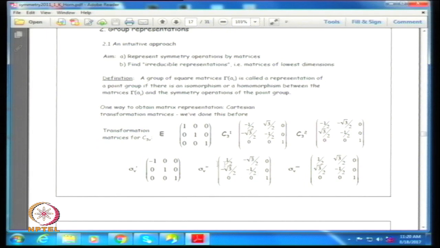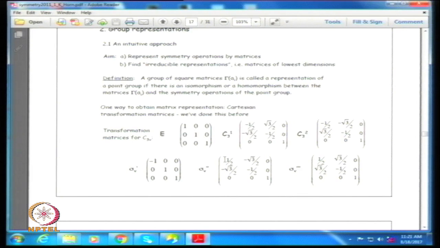Of course, if you compare with this, then you will find that the first row, first column signs are changed, and second column signs are not changed. But let us think in terms of the row. So this is called sigma v double prime, where this sign changes. So can you think of what sigma v double prime is in our diagram?